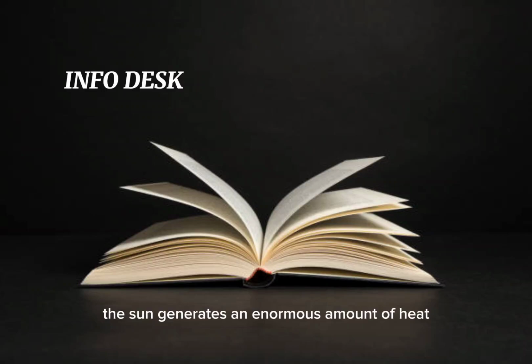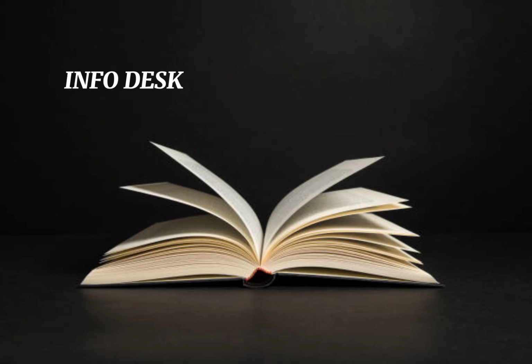The sun generates an enormous amount of heat through a process called nuclear fusion. Let's explore this in detail. The sun's core. The sun has a central region called the core, which is the hottest part of the sun. The core is incredibly dense and has extremely high temperatures, reaching around 15 million degrees Celsius, 27 million degrees Fahrenheit.